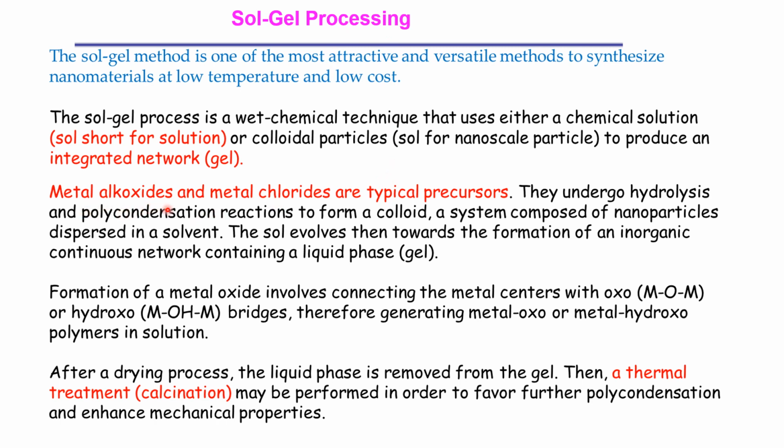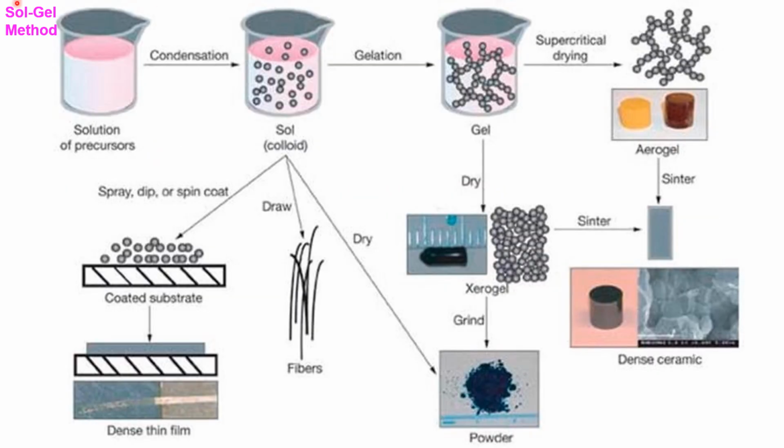And in this case, the initial materials used are metal alkoxides or metal chlorides in solution form, and then this solution is heated, and the water is evaporated, and finally we get the viscous gel, and if we heat again, then it becomes very fine powders, and after the heat treatment or the calcination process, we get the material in nano form, nano powder form.